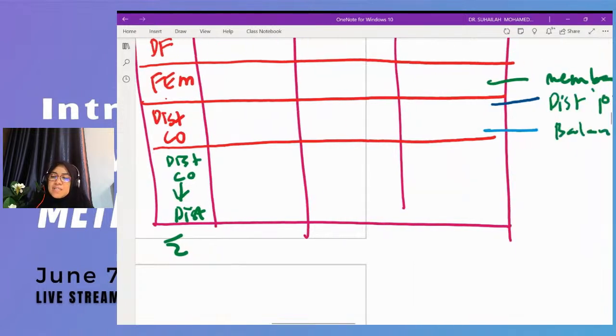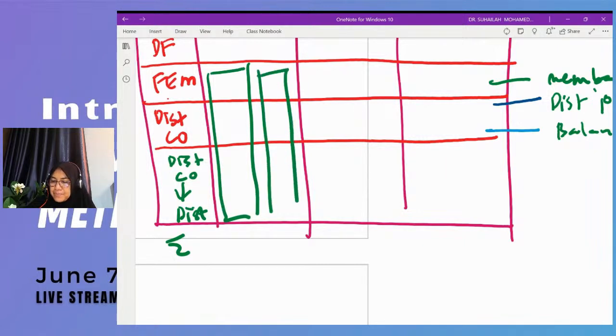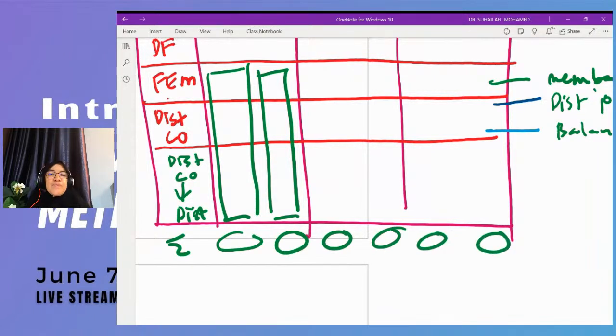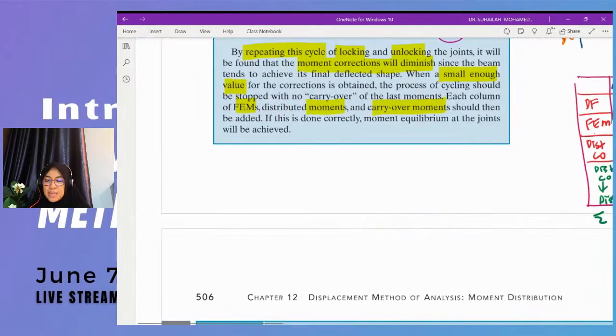Start from the first moment in the table and find the total. So there are 6 values, 2 values, 2 values, 2 values. For three members, we have 6, and so it will produce 6 member end moments, the internal moments. That is the process.